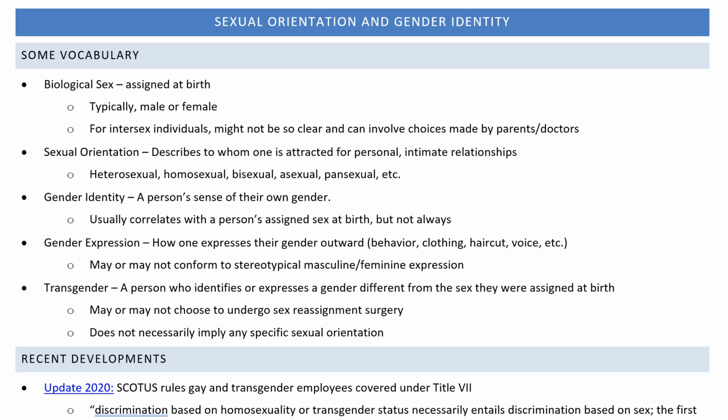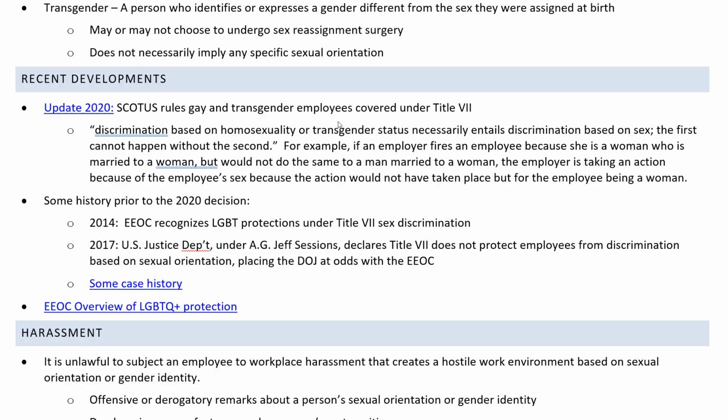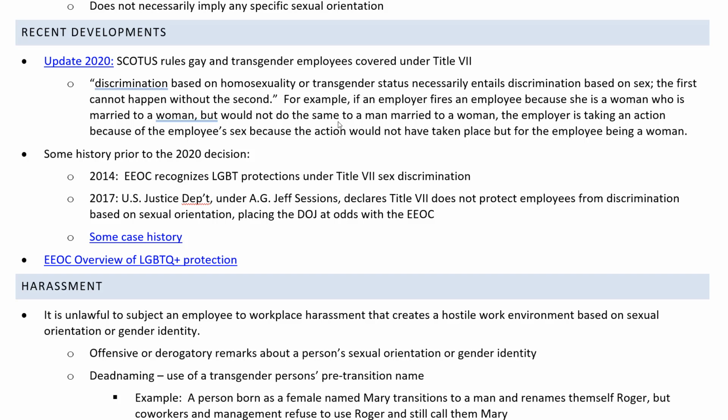So that's the current state of how everything is being described in popular culture. And like I said, over time, things can change, as they have dramatically changed in the last few years. Recent big developments in this particular area of employment law. In 2020, the Supreme Court of the United States ruled that gay and transgender employees are covered under Title VII, making it illegal to discriminate against people because they are homosexual or transgender, anything encompassed in the whole LGBTQ plus classifications.